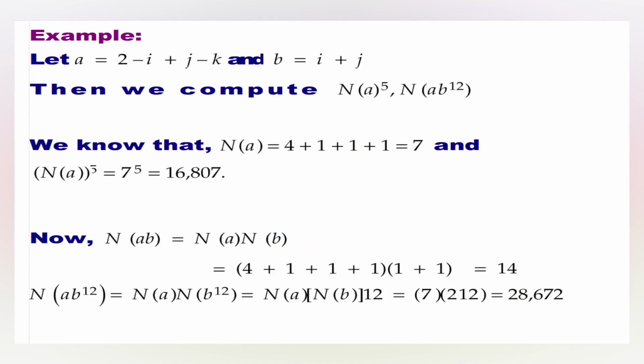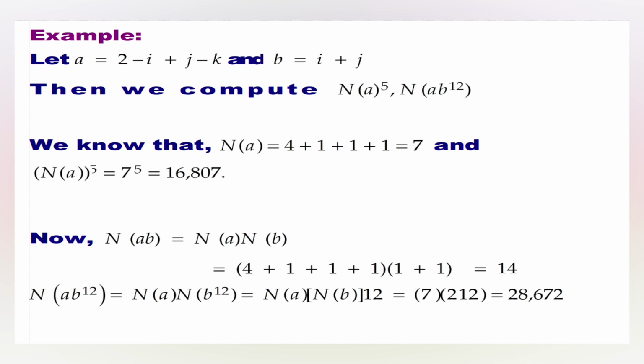Let us see this example. Let a be equal to 2 minus i plus j minus k and b be equal to i plus j. Then we compute N of a power 5 and N of (ab) power 12. We know that N of ab is equal to N of a into N of b. We have to write the squares. So, it is equal to 4 plus 1 plus 1 plus 1 into 1 plus 1, which is equal to 7 into 2 is equal to 14.